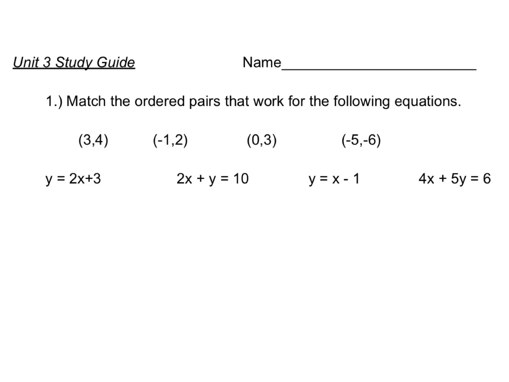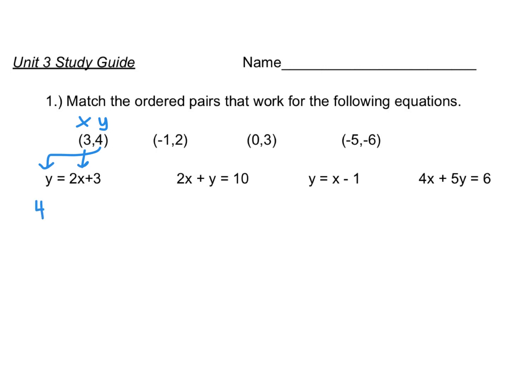Okay, for these ones, we're going to match the ordered pair that works for the following equations. These take a little bit of time, so just try to be patient and work them all out. First of all, in an ordered pair, the first number is the x value, and the second number is the y value. So to solve these, you're simply going to substitute in the 4 for the y value and the 3 where you see the x value. I hope that makes sense.